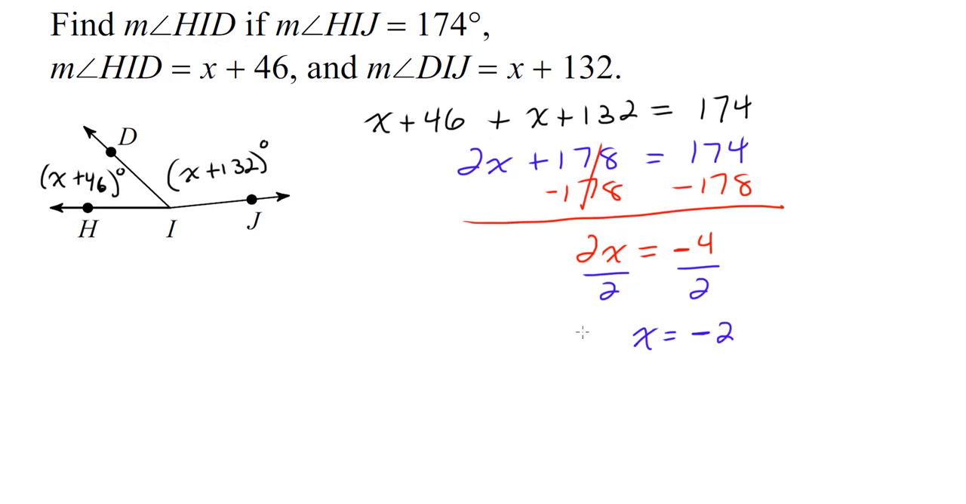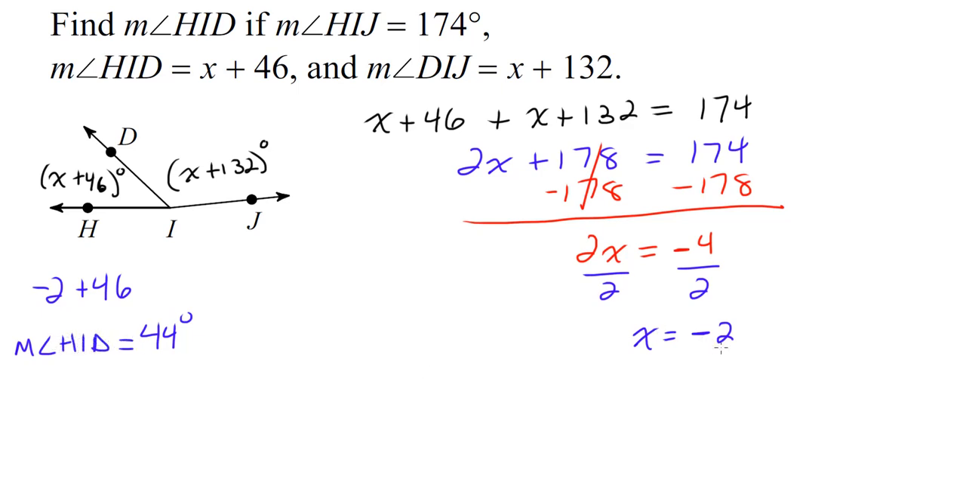Now remember, this is not our answer because they want us to find the measure of angle HID. So I'm going to go ahead and plug this in now to x plus 46 to find the measure, and negative 2 plus 46 is 44 degrees. So the measure of angle HID is 44 degrees.